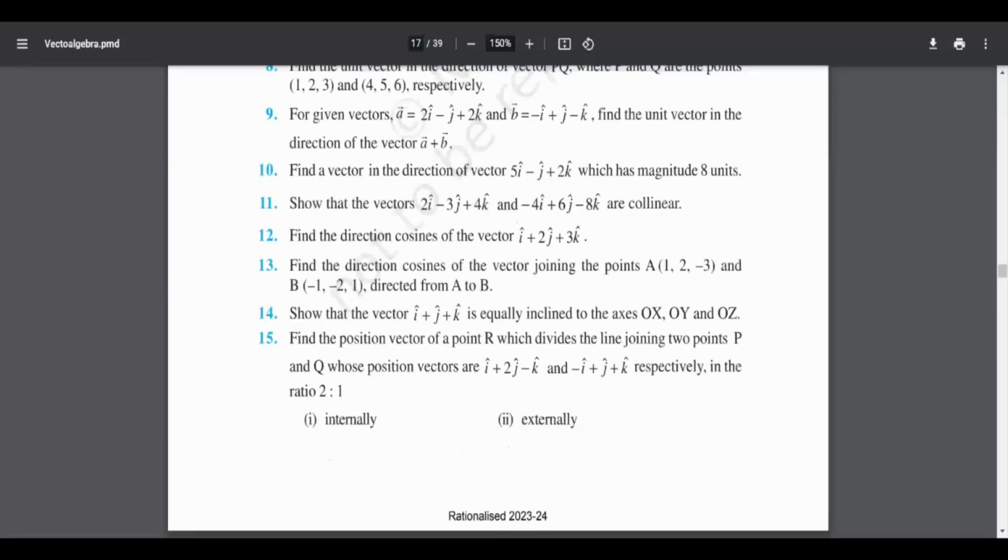What we have to do in question number 14 now is show that the vectors i, j and k are equally inclined. What do we mean by equally inclined? That the angles it makes with every axis, x, y, and z, are equal. What we know about direction cosines is that they are the cosines of angles.